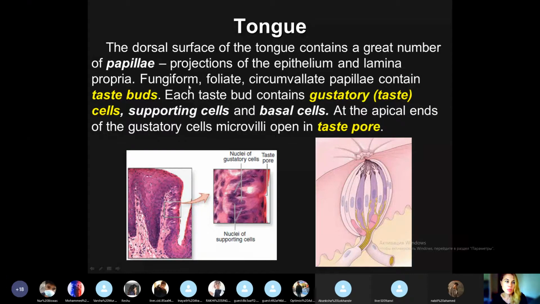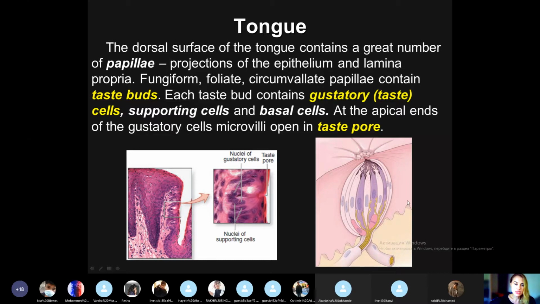So the papillae are projections of the epithelium, as you can see, and lamina propria, and we differentiate such types of papillae as fungiform, foliate, circumvallate, and also filiform. The fungiform, foliate, and circumvallate papillae contain taste buds. Over here we can see the lateral surface of papillae, and we can see that each of these papillae, fungiform, foliate, and circumvallate, contain the taste buds.